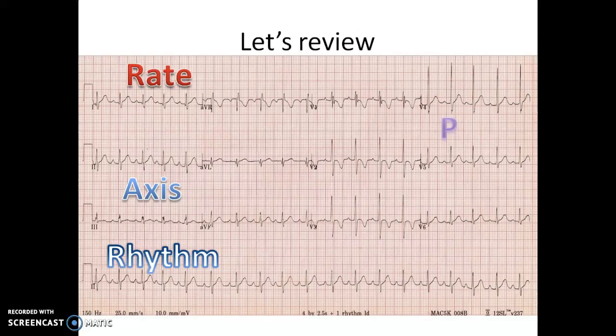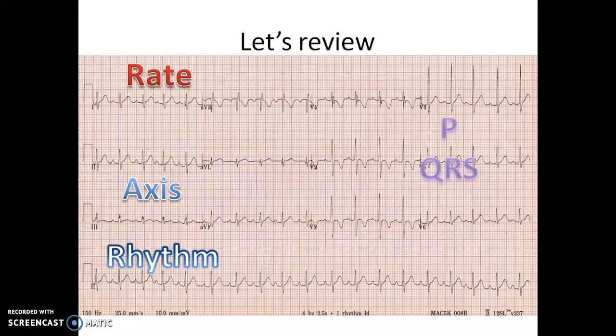Right, so the P wave. You look at the P waves, and for normal axis, the P should be upright. In which leads? Right, so 2, 1, 2, and in AVF. And it should be negative in AVR. Anything outside of that would suggest that the P wave origin is abnormal.